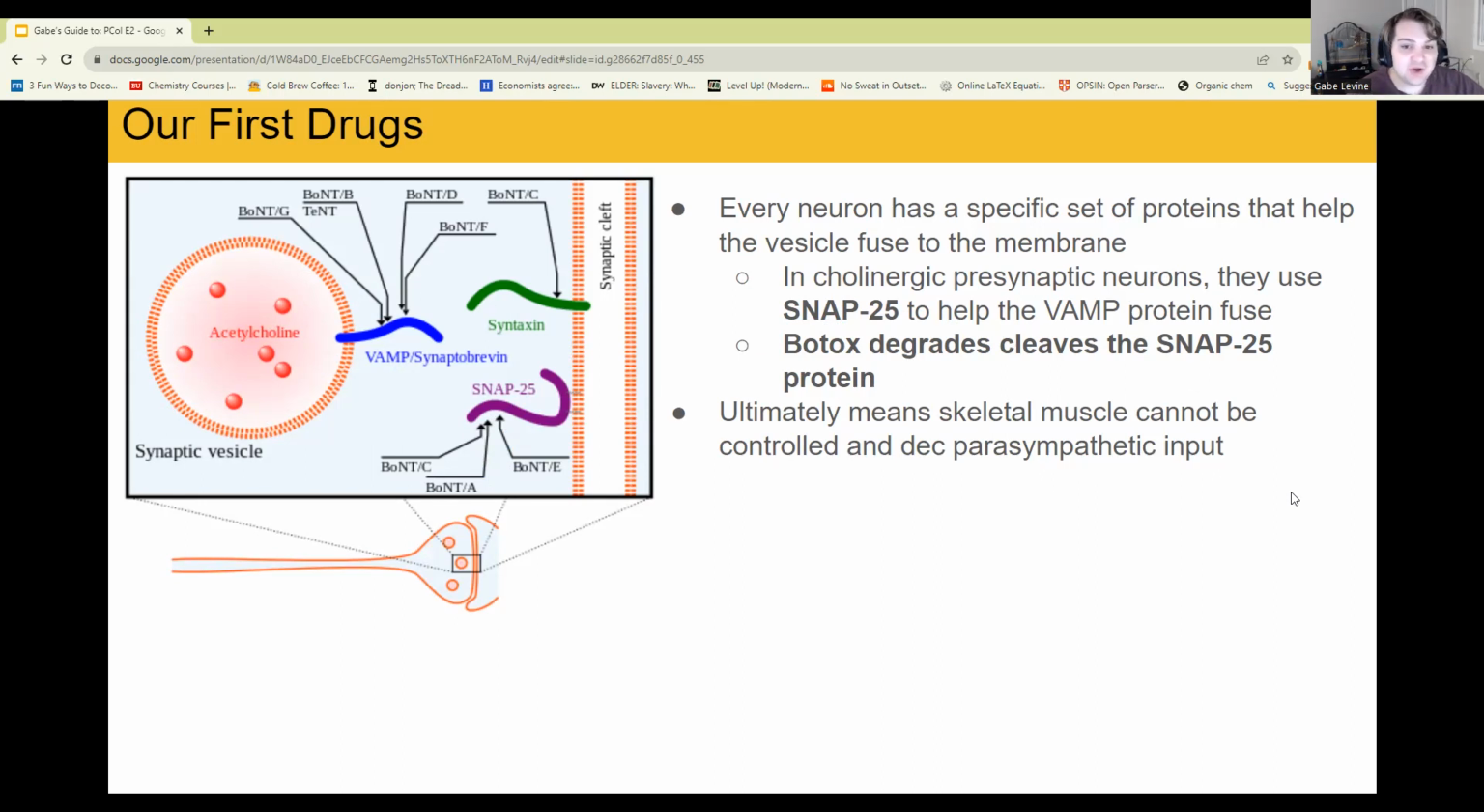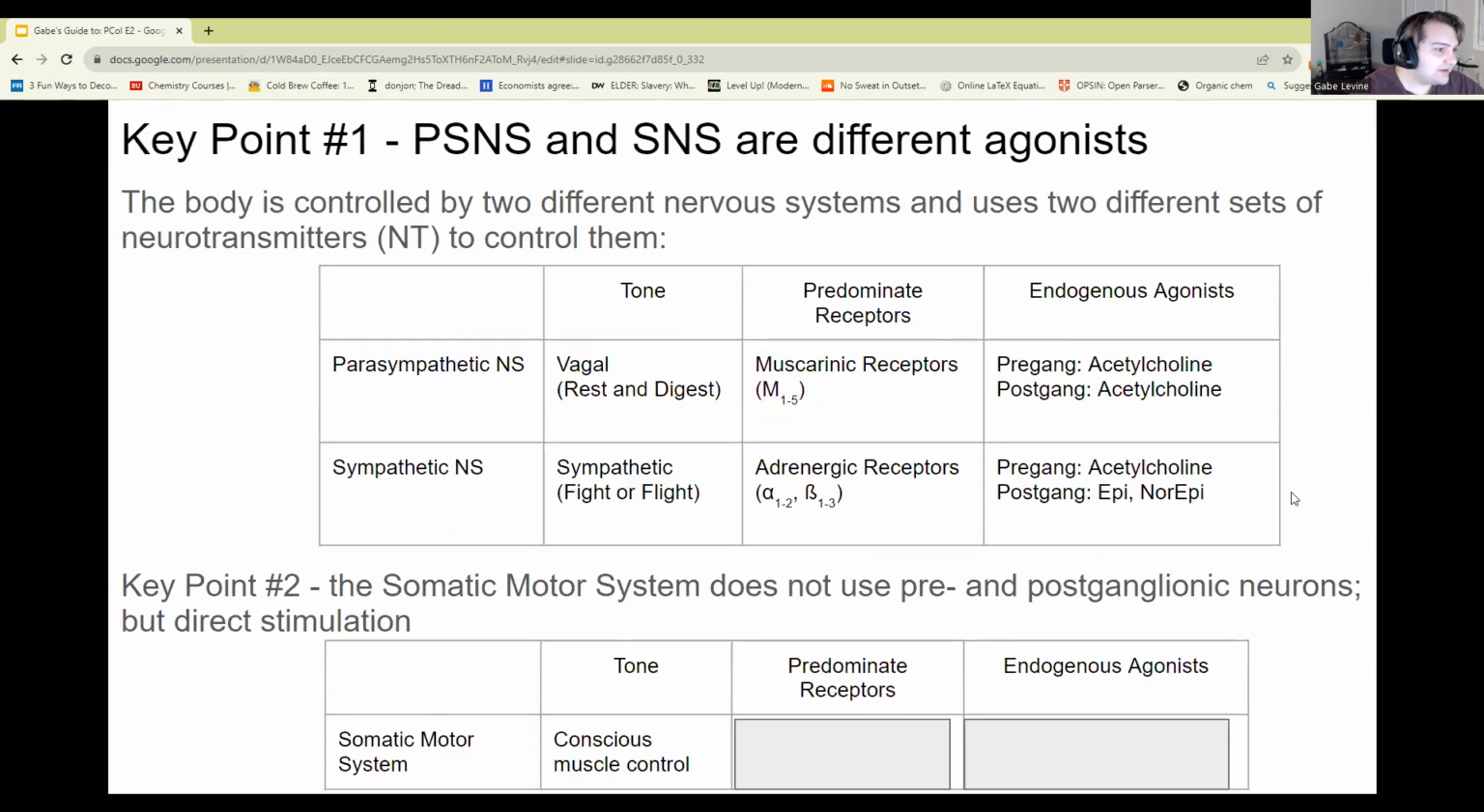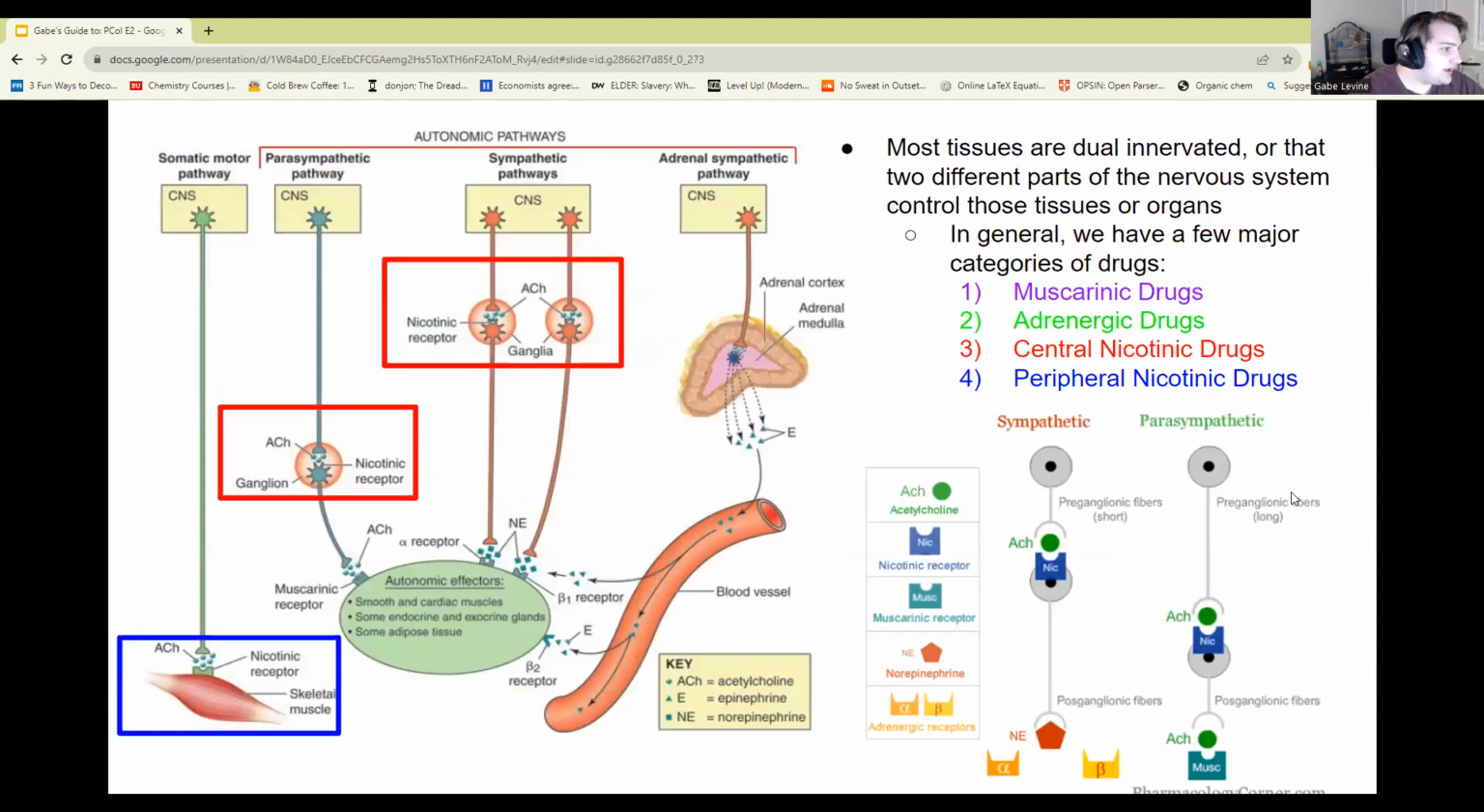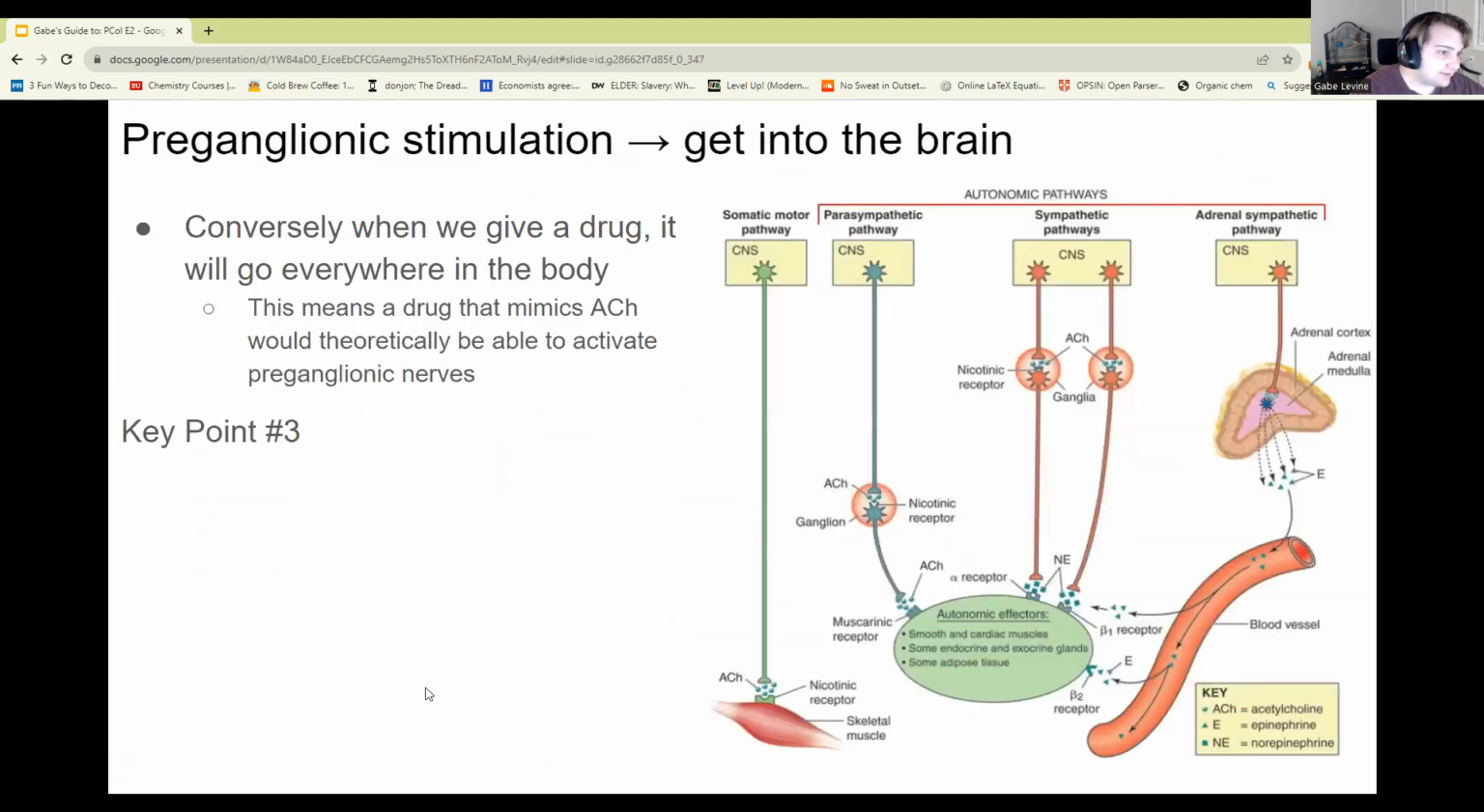Now, we know that there are two different kinds of receptors that utilize acetylcholine, right? We know, based on what we looked at before, that we have the muscarinic receptors that use acetylcholine, and we also have nicotinic receptors that use acetylcholine. Specifically, Botox is targeting nicotinic neurons. So the neurons that would release acetylcholine onto skeletal muscle are the ones that Botox affects.